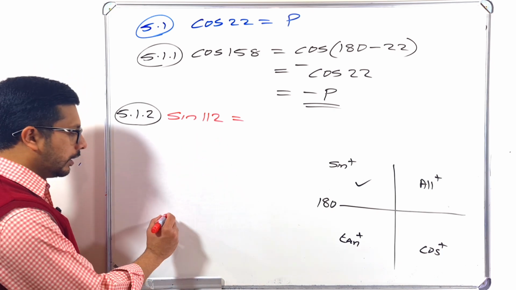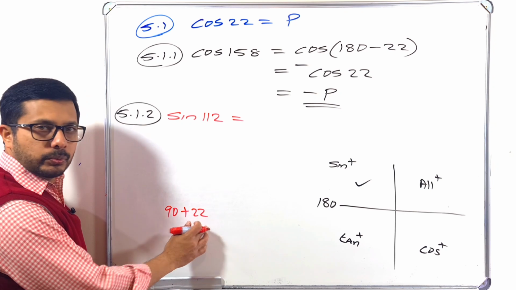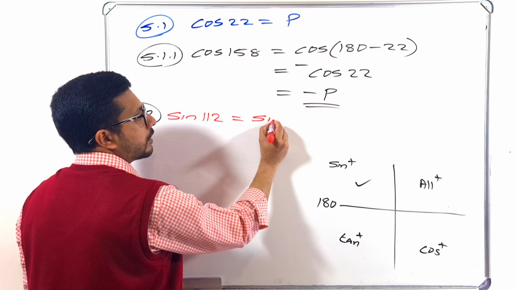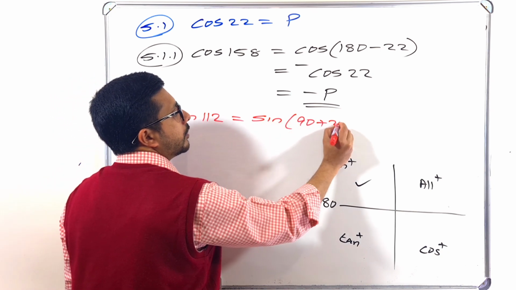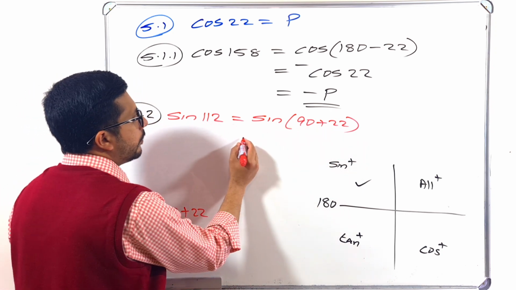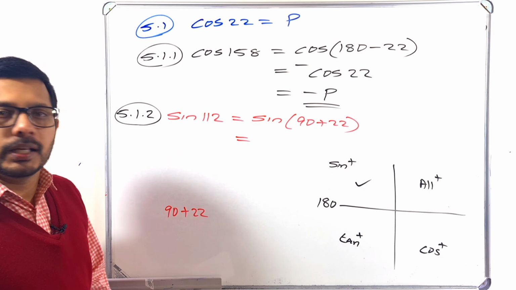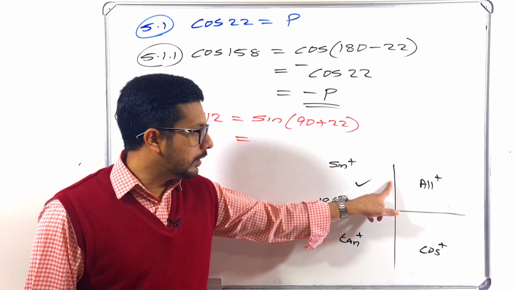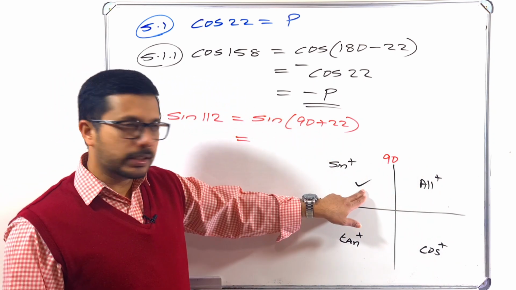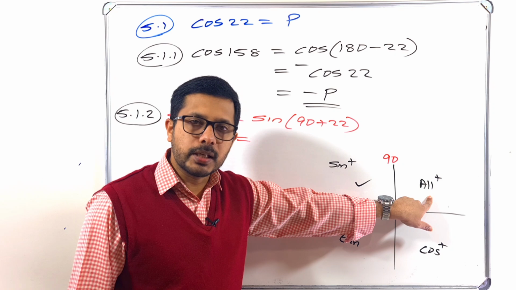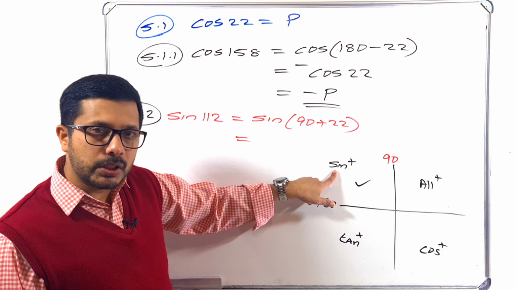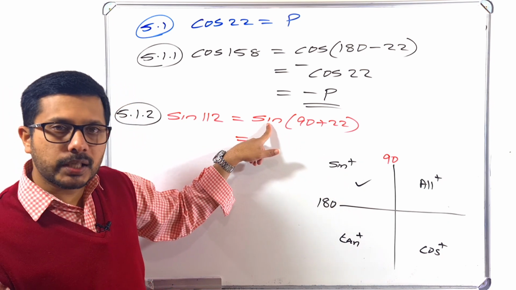Yeah, I know that 90 plus 22 is 112. So this sine 112, we can write it like this: sine of 90 plus 22. You understand? 90 plus 22 is 112. So now tell me, what is this one? 90 plus, which quadrant is that? This is 90, am I right? This one is 90. So 90 plus means that is also in the second quadrant. This is 90 plus, here it is 90 minus. Okay, so 90 plus means it's on the second quadrant. Second quadrant, what is positive? Sine is positive. Here what? Sine. So it is positive.